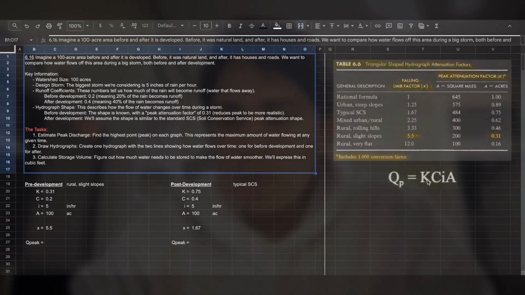So we would use 0.31 times CIA. So that's the peak attenuation, and that's what it means. Because the peak of the flow of the hydrograph is going to be lower or higher depending on the type of area that we are working with. Now, that's the peak attenuation factor.